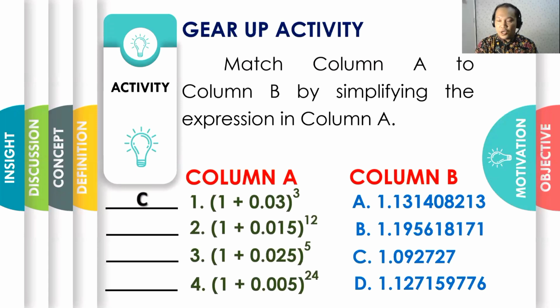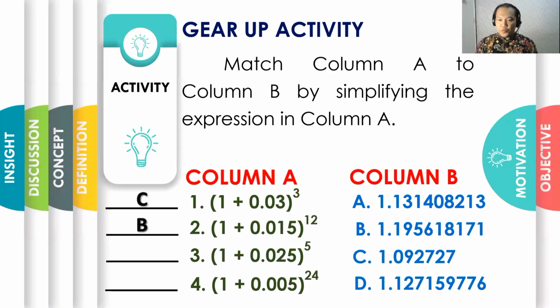And the answer is 1.092727. And that is letter C. Next, for number 2, we have 1 plus 0.015. Therefore, that will become 1.015 raised to the power 12. And the answer is 1.195618171. And that is letter B.